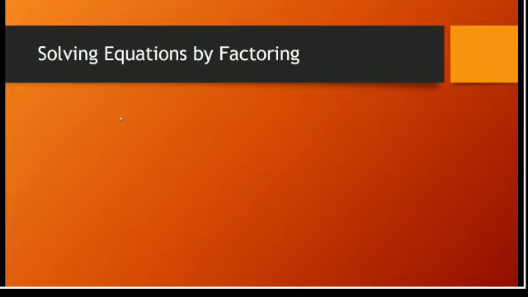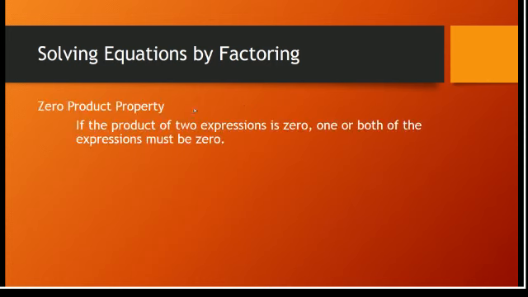Once we have factoring down, we can solve equations using factoring. This whole thing is based on the zero product property, which is a rule or an understanding that basically states if you multiply 2 things together, that is if the product of 2 expressions is 0, so you multiply 2 things together and you get 0, one or both of the expressions must be 0. So anytime you multiply 2 things together and the answer is 0, one of the things you multiplied was 0, even if you didn't realize it.